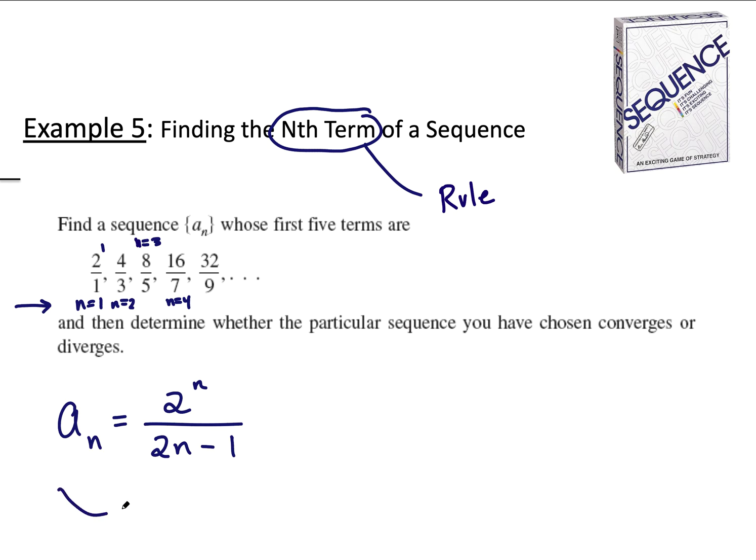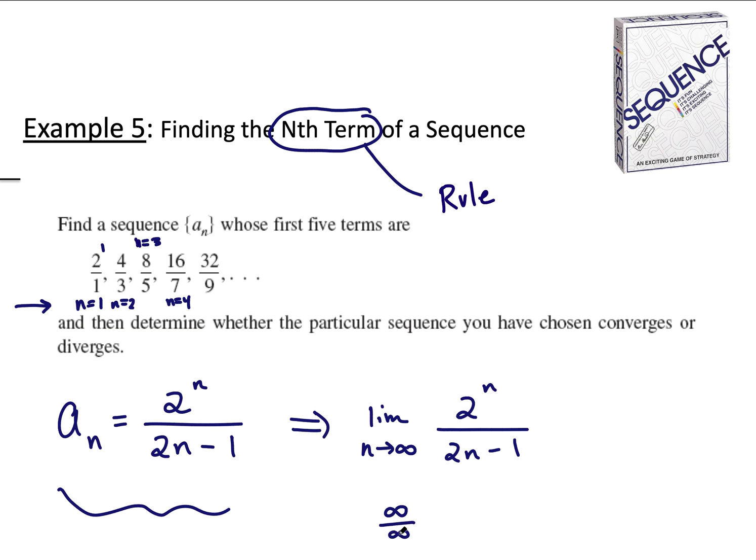Now once we have this sequence, it wants us to say, is this thing going to be converging or is it going to be diverging? So for that, we can apply a limit. We can say the limit, and then say as n goes to infinity, we have 2 to the n over 2n minus 1. Now if we plug in infinity, you'll notice that we'll get something really big positive on top and really big positive on the bottom. And if you want, you can take a derivative with L'Hopital's and apply what you know.